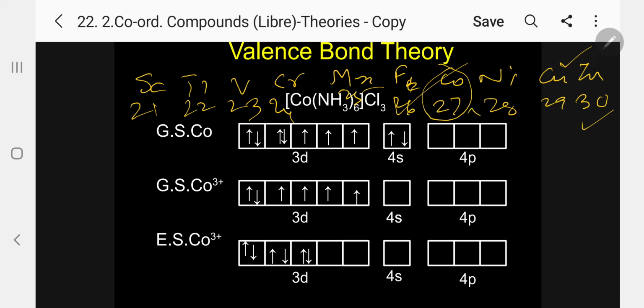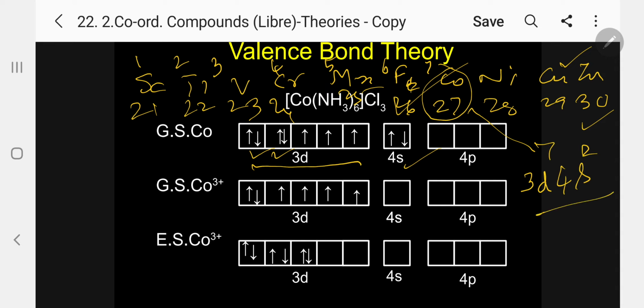In terms of the electronic configuration, I can write now, 3d, kindly follow: scandium, titanium, vanadium, chromium, manganese, iron, cobalt. 7 d electrons. Out of 7 electrons, kindly follow here, it is filled as per the rule: 1, 2, 3, 4, 5, and again paired, 7. Then 4s2. So 3d7 4s2 is the ground state of the electronic configuration. GS stands for ground state.